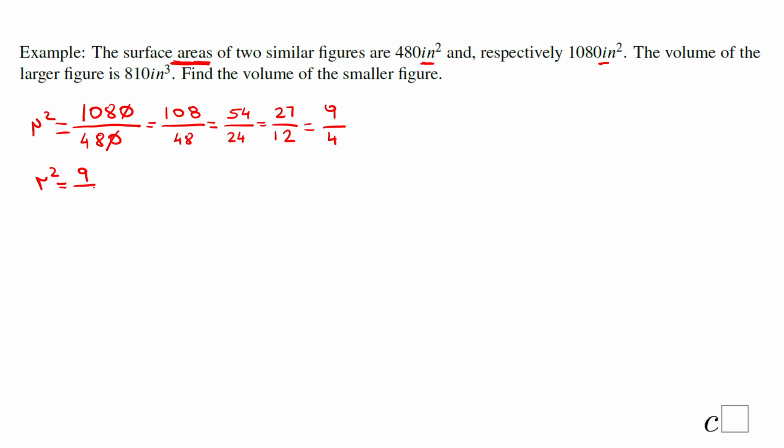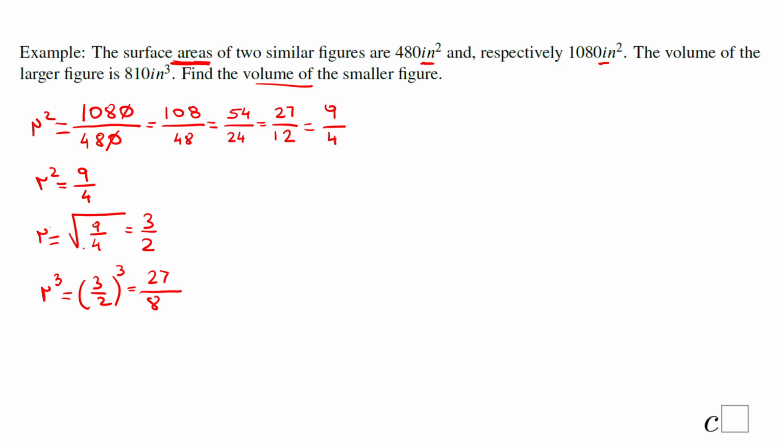And this is r squared, 9 over 4. How do I find r? Take the square root. And that will be 3 over 2. But of course, now we need to find the volume. So for finding the volume, we need to cube this r. And 3 cubed is 27, 2 cubed is 8. Now, this is the ratio.